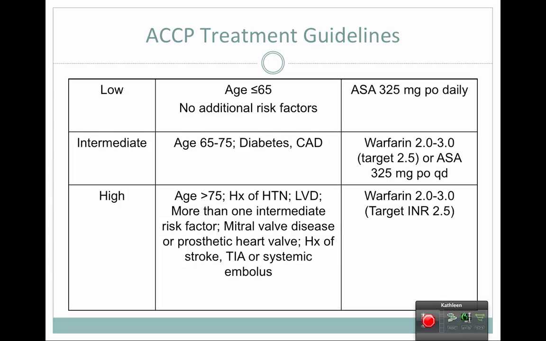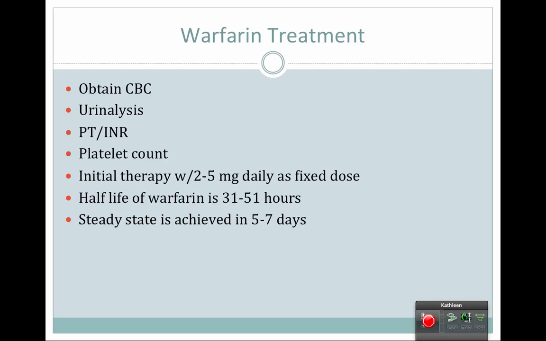So with any type of warfarin therapy, or the new oral anticoagulants, the new ones, you want to obtain a CBC, a urinalysis, a PT, an INR, and a platelet count. For Coumadin, initial therapy will be between 2 and 5 milligrams daily as a fixed dose. The half-life of warfarin is 31 to 51 hours, and steady state is achieved in 5 to 7 days.